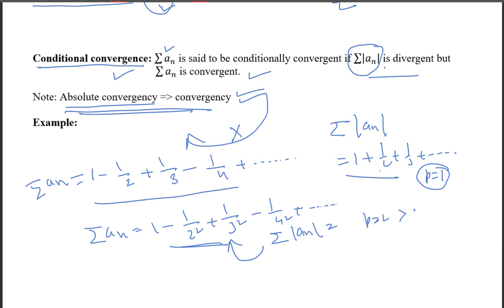Suppose you are asked to test that summation an is equal to 1 minus 1 by 2 square plus 1 by 3 square minus 1 by 4 square plus dot dot dot. Is it a convergent series or not? If you are asked to find, what will you do? You have to test by Leibniz test.